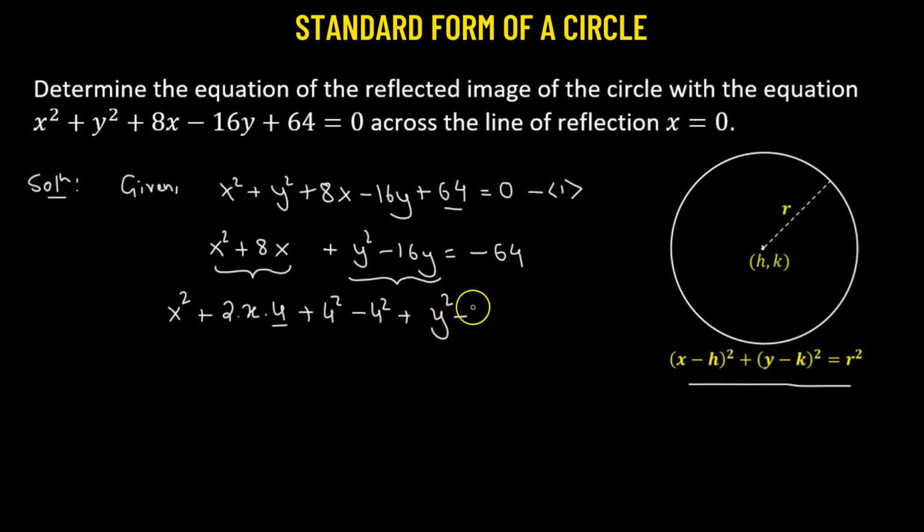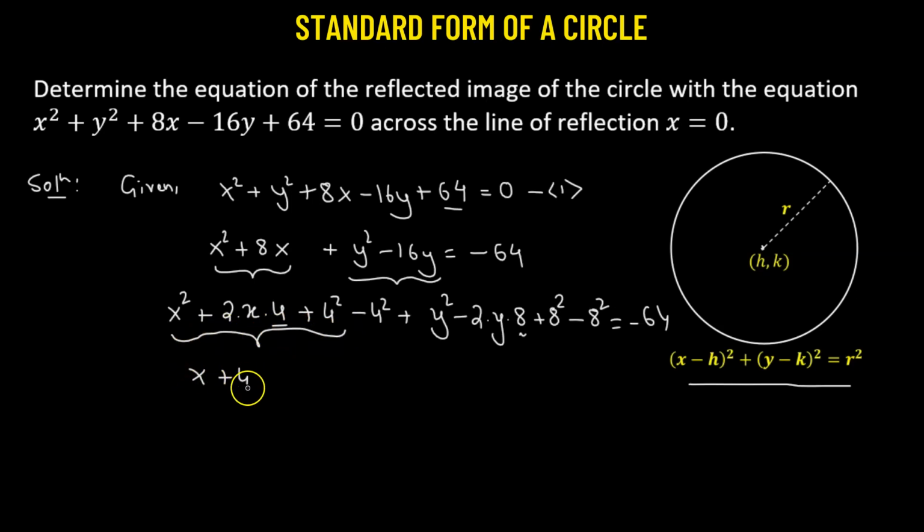Similarly, we go to the next one, y squared minus 16y. The 16y can be written as 2 times y times 8. So this number 8 tells us that we have to add the square of 8 and subtract 8 squared from it, because 8 squared is an extra term that we have added, and this will be equal to negative 64.